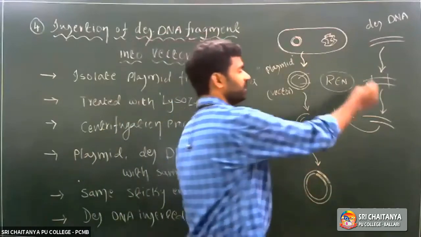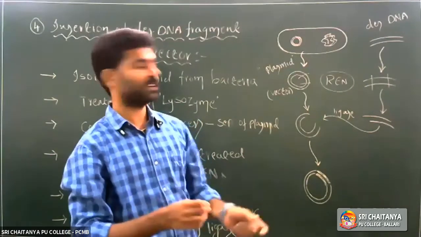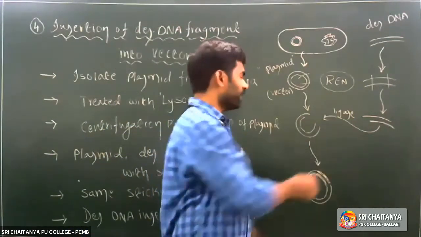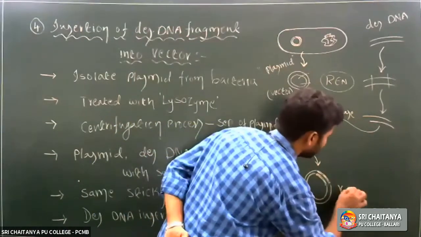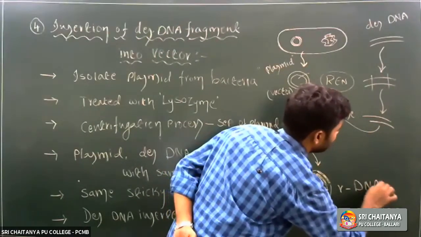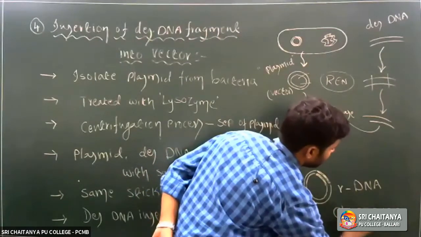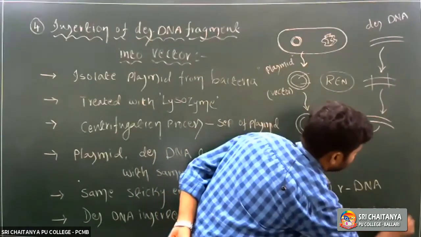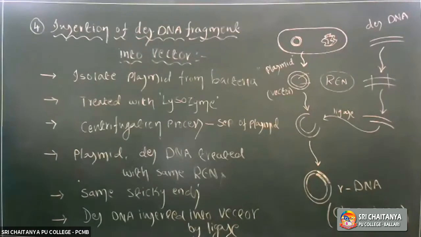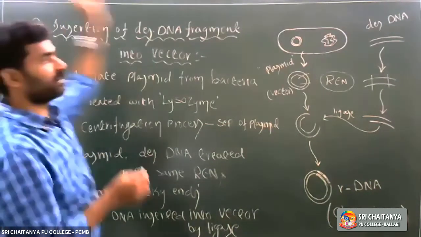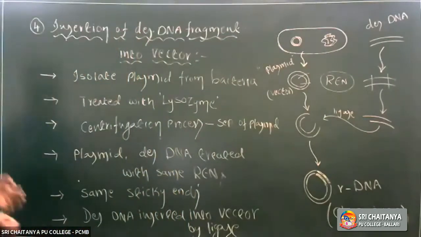Whenever the desirable DNA segment is incorporated into the vector by using ligase enzyme, it results in the formation of circular double-stranded DNA. We call it rDNA, recombinant DNA, or chimeric DNA. Am I right? So in this way, we create a recombinant DNA by using the desirable DNA fragment and vector genetic material from the bacteria. Right? So take a screenshot now.